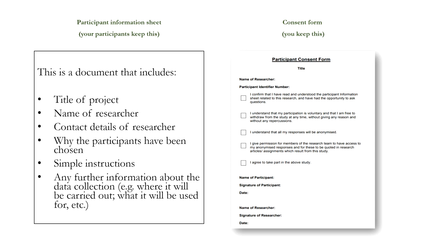You should create one of these, and your participants should be able to access it easily. You should also put together a consent form, which is what you keep a copy of. This is where participants confirm that they understand the aims of the project and they're happy to take part. They should sign this, you should sign this, and you should keep it somewhere safe, because that confirms their consent to take part in the study.